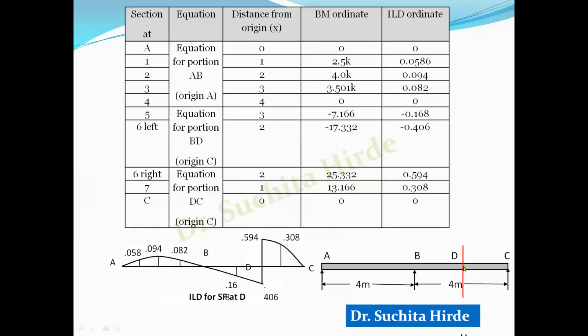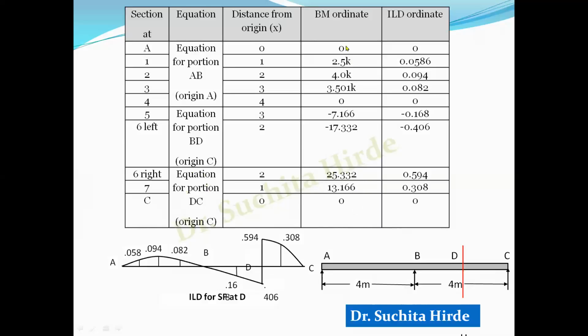Similarly, 6 right means this ordinate. Remember that at section D, we have two ordinates. One is 6 left, which is this, and 6 right, which is this. So we write here 6 right, then 7 and C. The distances we are measuring from C, so here distance is 2 meter, 1 meter and 0 meter. We have to substitute these values of x in the equation. We will get these values.